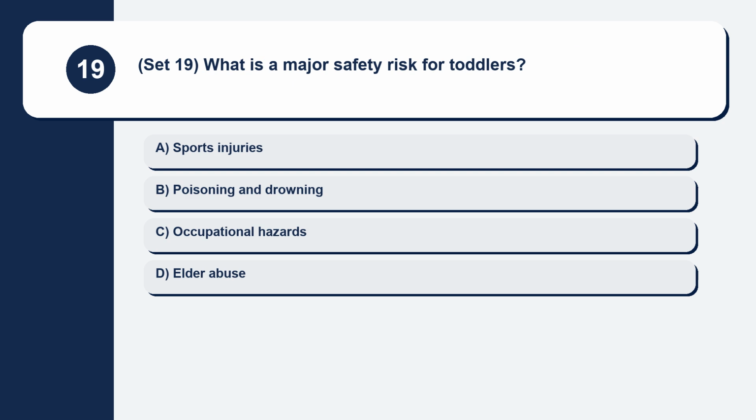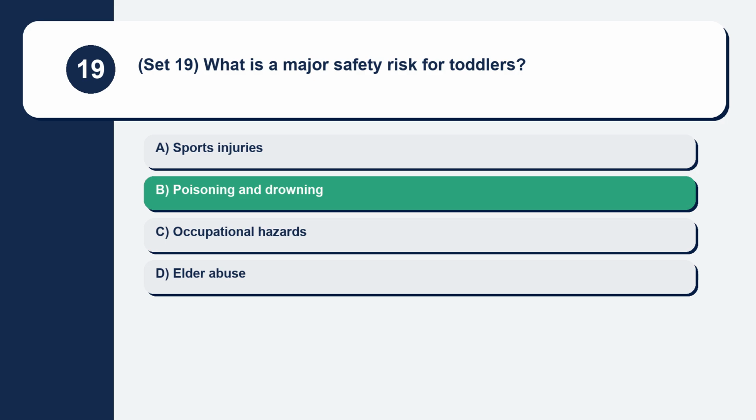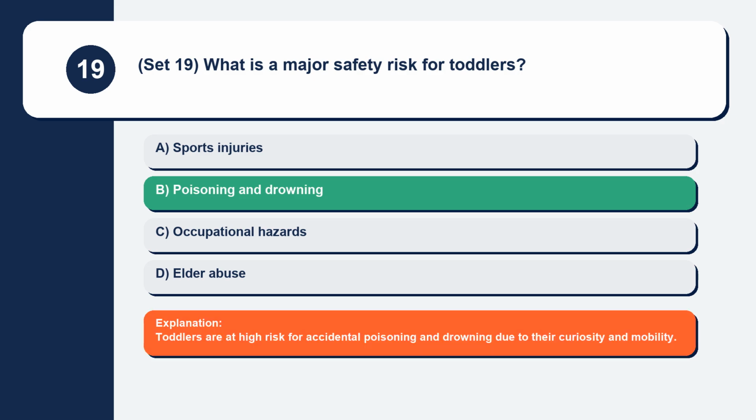Question 19. Set 19. What is a major safety risk for toddlers? Sports injuries, poisoning and drowning, occupational hazards, elder abuse. Toddlers are at high risk for accidental poisoning and drowning due to their curiosity and mobility.